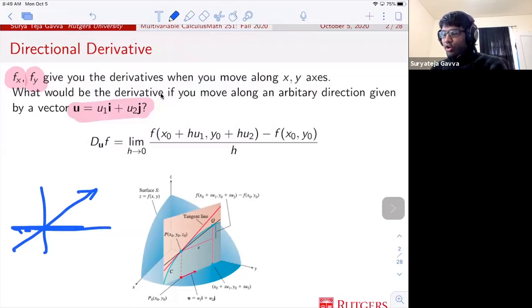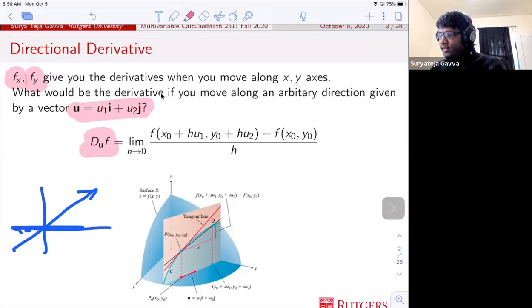That rate of change along an arbitrary vector, along an arbitrary direction, is called the directional derivative. You want to understand what the directional derivative of a function is if you move along an arbitrary direction. It is denoted by D_u f, the directional derivative of f along the direction u, written as duf. If you move along this vector u, what will be the rate of change?